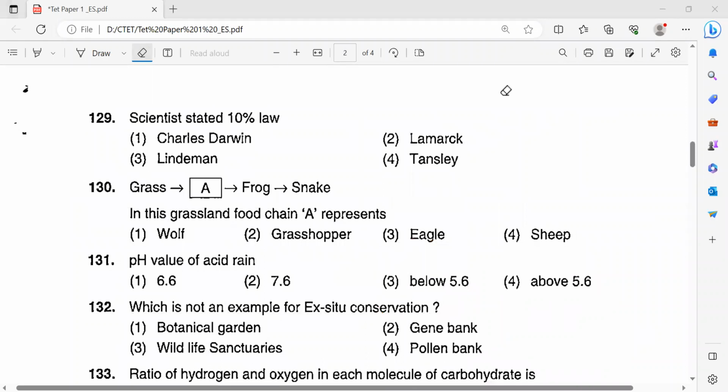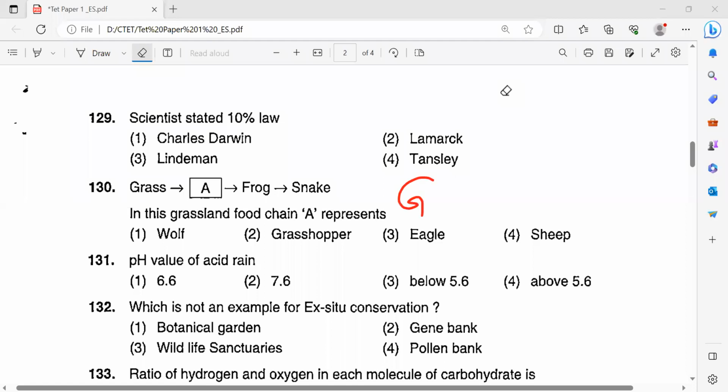Which scientist stated the 10% law? Here, the 10% law means that in the food chain, energy transfer takes place from producers to consumers, from consumers to secondary consumers, like that.